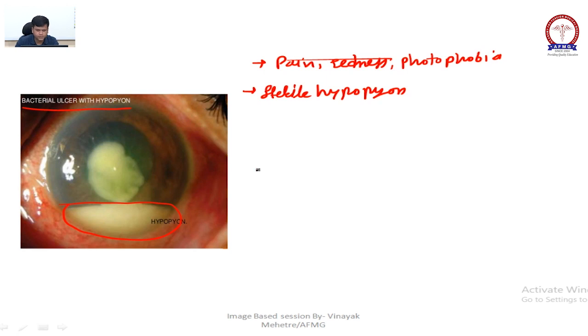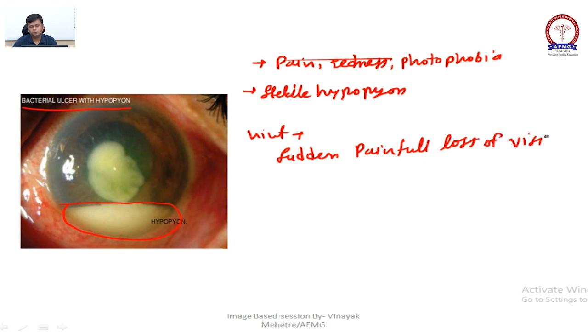Now the hint in your question is sudden, painful loss of vision with red eye. If you see this in your question, it should be bacterial ulcer.